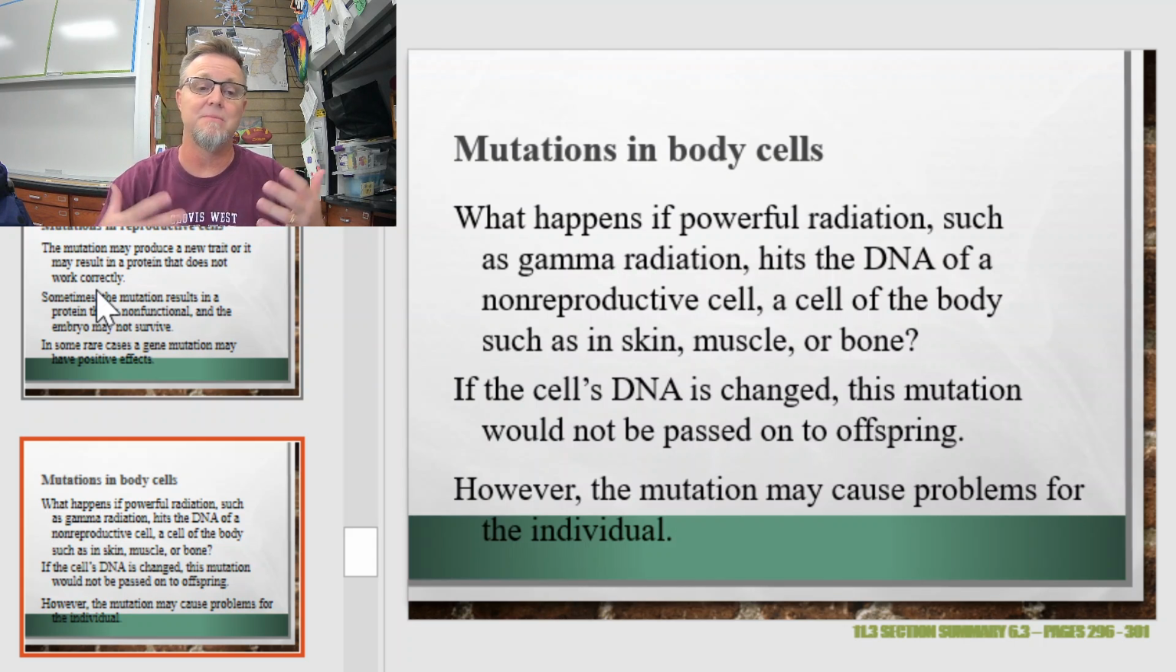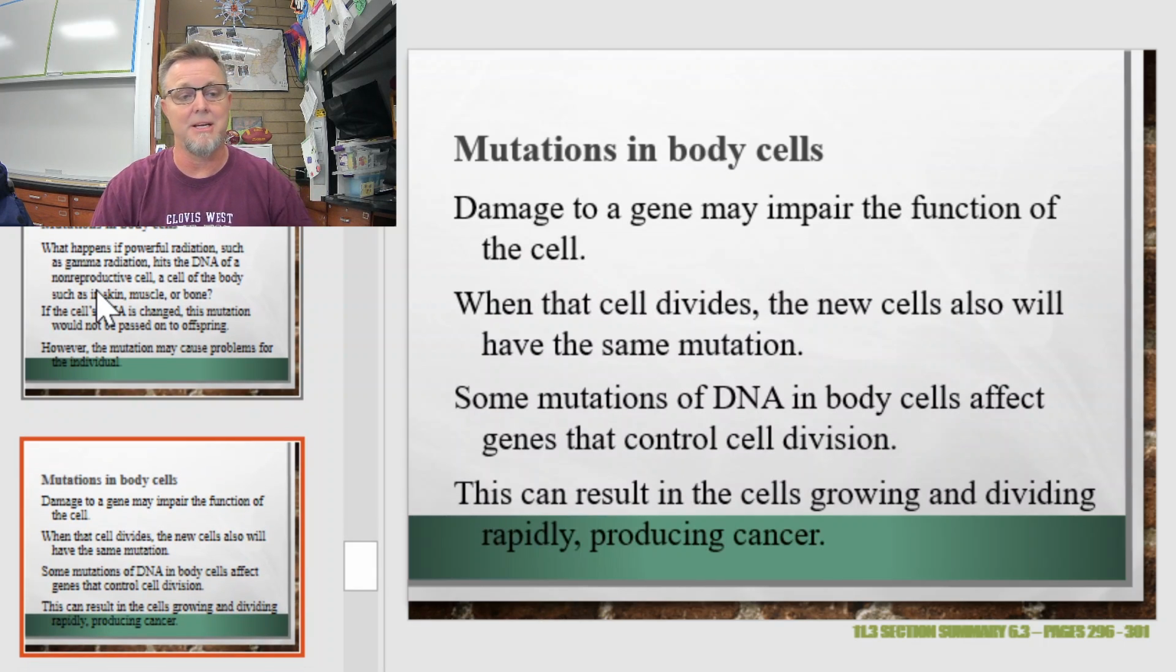Keep in mind that if this mutation again happens in a non-reproductive cell, then I'm the only one that's going to have to deal with it. The mutation, as it says at the bottom of this slide, may cause problems for the individual, but not for future generations. Okay? If it happened in the reproductive cells, again, that's where future generations are going to have to deal with it. Now, this damage is something that your body's going to try really, really hard to protect you from. Damage to genes can impair the function of the cell. When the cell divides, the cells produced by that cell are also going to have the same mutation.